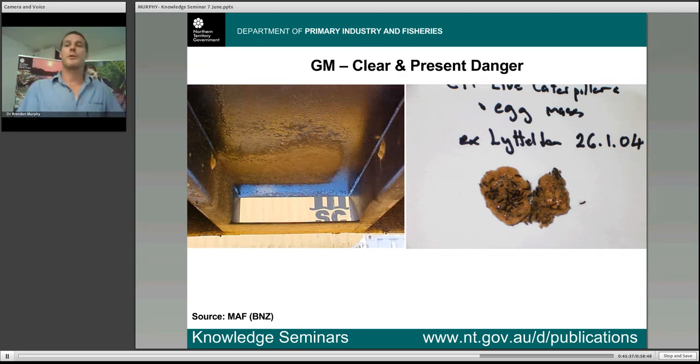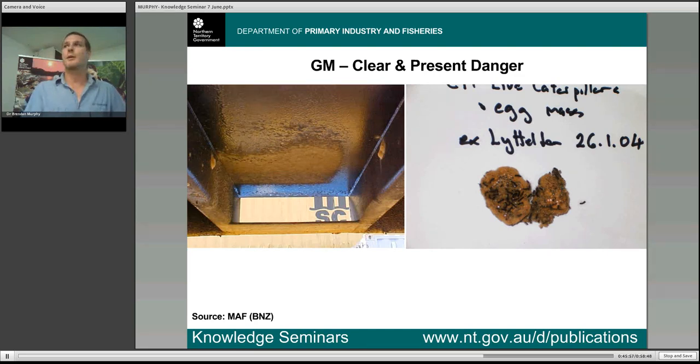The second one shows egg masses that were intercepted on a Japanese car. These were in the grooves in the tyre. Very, very difficult to detect visually, and they were actually hatching at the time of detection. So visual inspections are very notorious for not being able to find things. It's just about impossible. So we know that things are going to get through.